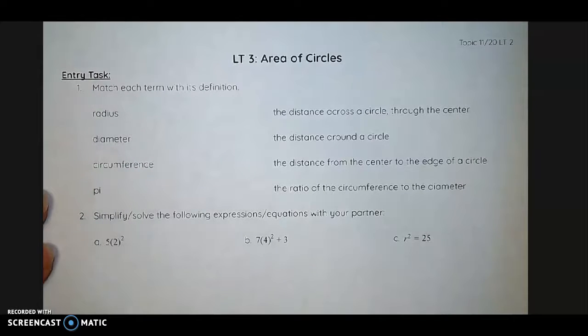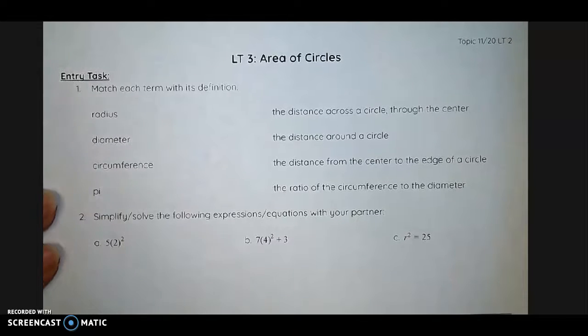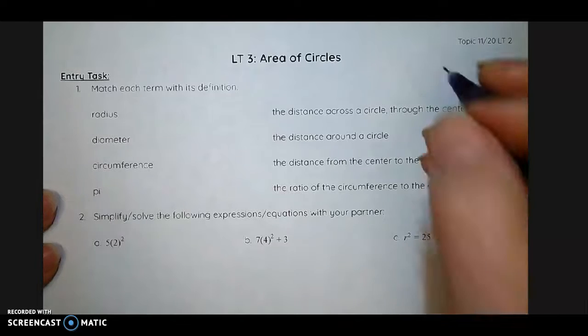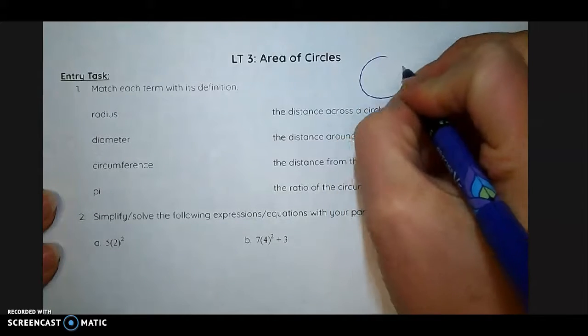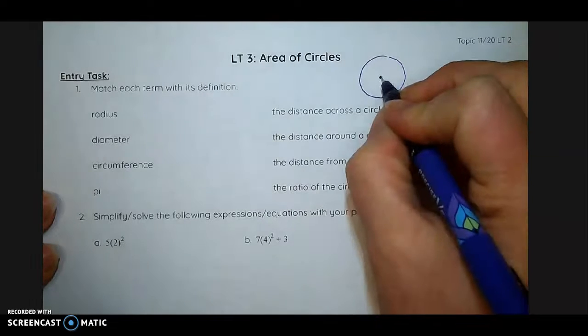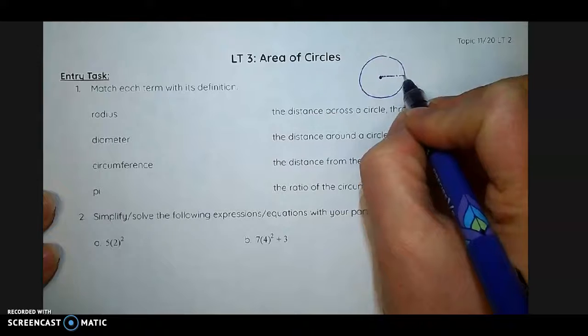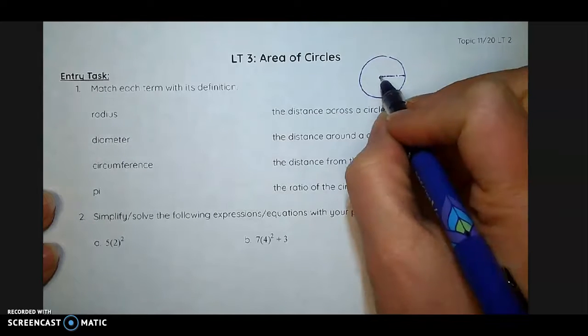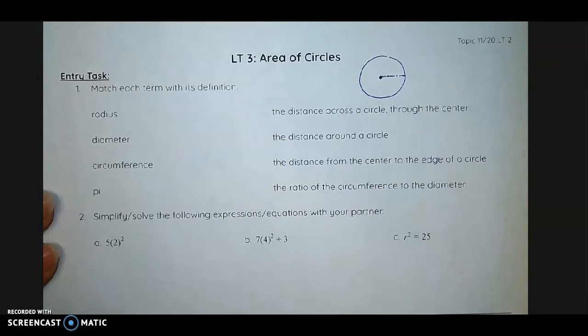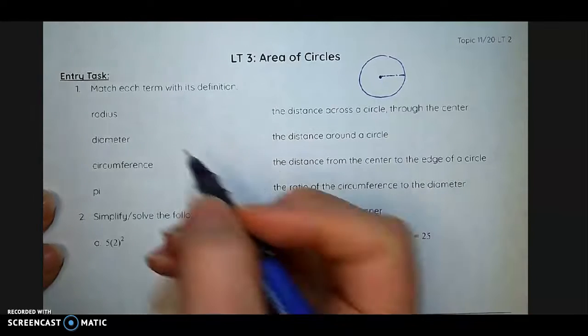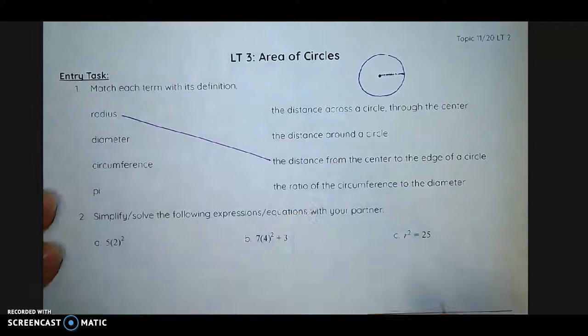Okay, so we're looking at day 3 of circles here, and we have a little entry task that says match each term with its definition. So we have radius is the first one, and the radius is the distance from, and if I draw a circle here, hopefully I can draw a decent one, we have the center of the circle. If I go out from the center in any direction, so from the center to any edge, that's the radius. So it's the distance from the center to the edge of the circle. So this would be my radius.